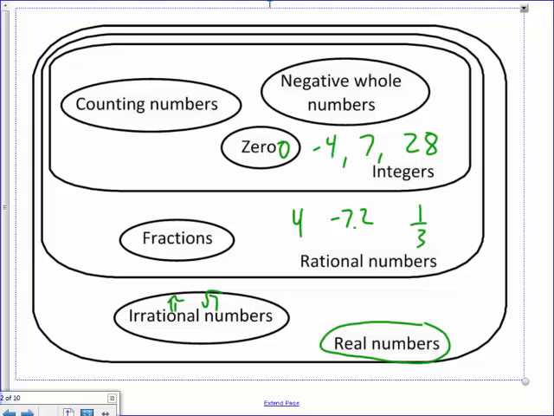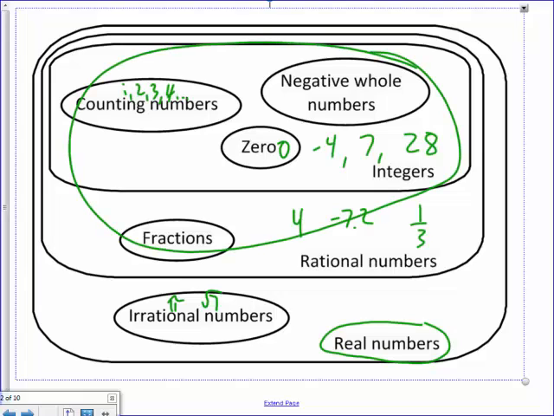And then we have negative whole numbers and counting numbers. Counting numbers are like our whole numbers, like 1, 2, 3, 4, so on and so forth. Negative whole numbers would be just all my negative counting numbers. And so, real numbers are made up of all these things. Rational numbers are made up of all of these things. Okay, so on and so forth. You can kind of see how that works.